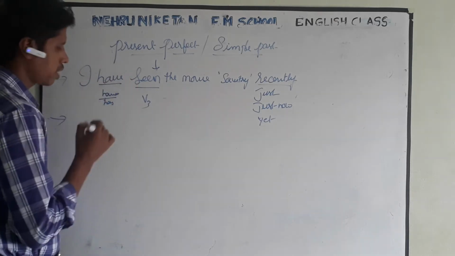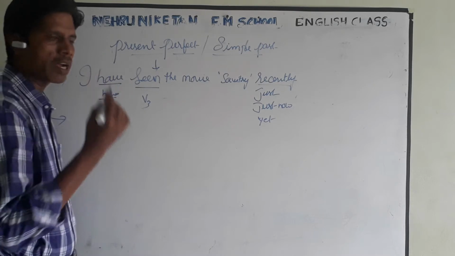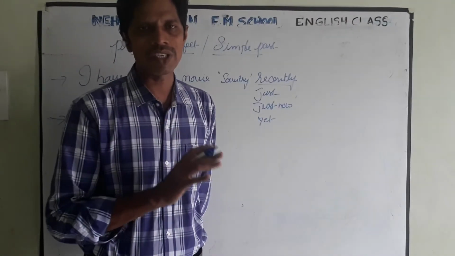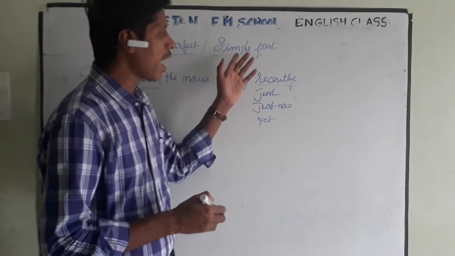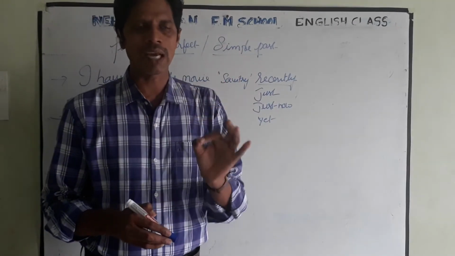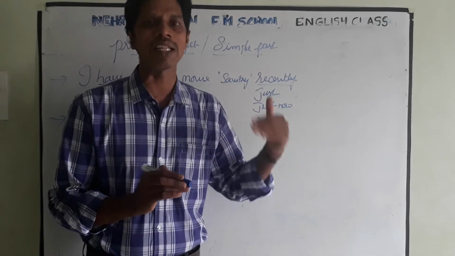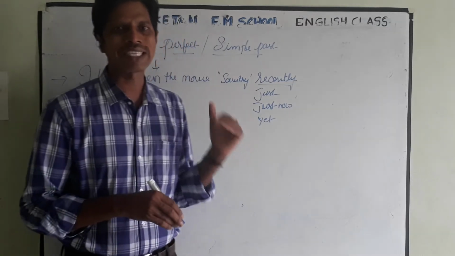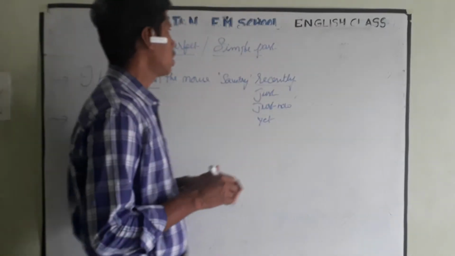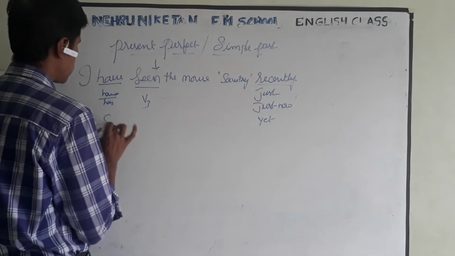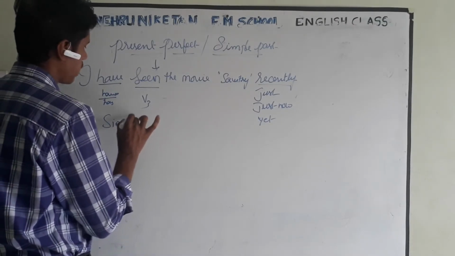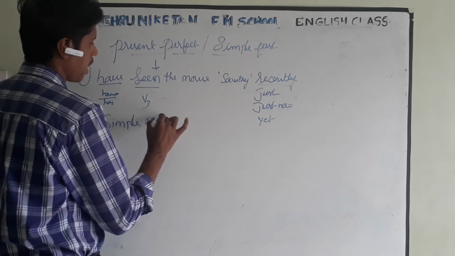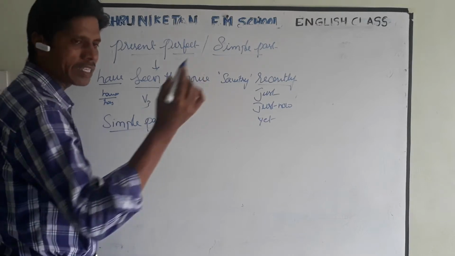What about the simple past? I'll explain the definition. What is a simple past? An action which begins at some time in the past and is completed in the past itself. So it is called simple past. Here, simple past: an action begins at some time in the past and ends in the past itself.